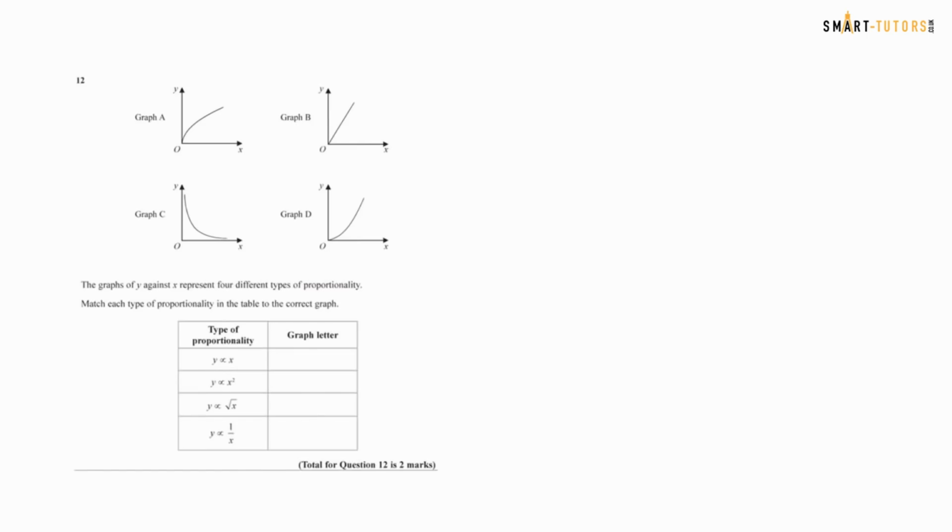Question 12. The graphs of y against x represent 4 different types of proportionality. Match each type of proportionality in the table to the correct graph. So basically, they are not giving the equation of the graph, they are giving a proportionality. What does that mean? Is y proportional to x? In order to make it an equation, you need to think y equals kx. So y equals mx or kx is a straight line, so we know that its straight line is P.